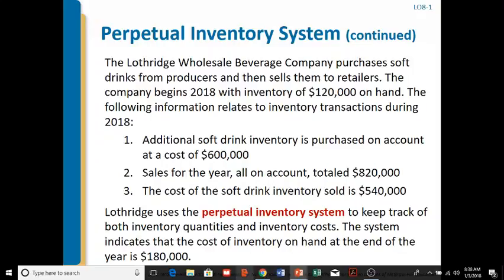Sales for the year total $820,000, and the cost of the soft drink inventory sold is $540,000. So that means of the 720, they've sold 540, meaning they have 180,000 left in ending inventory.